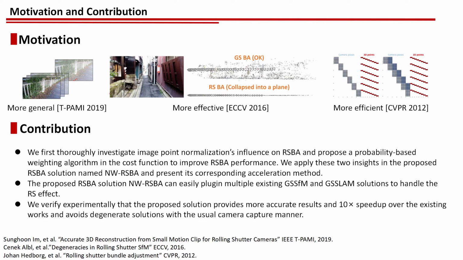Unfortunately, as proved in ECCV 2016, once the y-axis of the cameras is in one direction, there will exist a degeneracy configuration which will flatten the entire structure into a plane. Besides, although the explicitly modeled instantaneous motion parameters keep the original sparse characteristics in rolling shutter bundle adjustment iteration, none of the work has tried to accelerate the whole rolling shutter bundle adjustment.